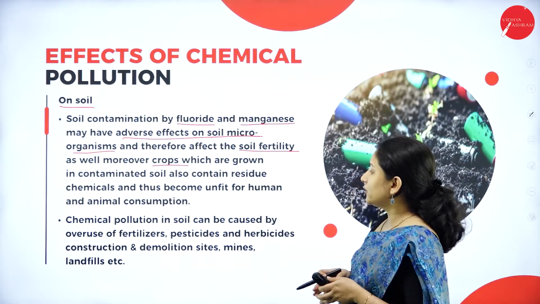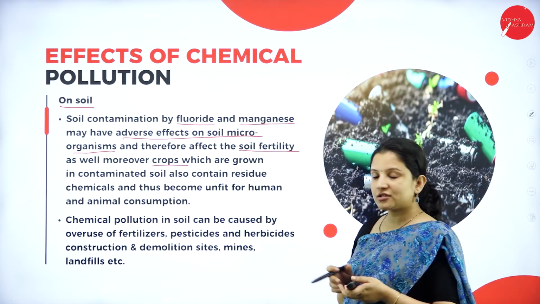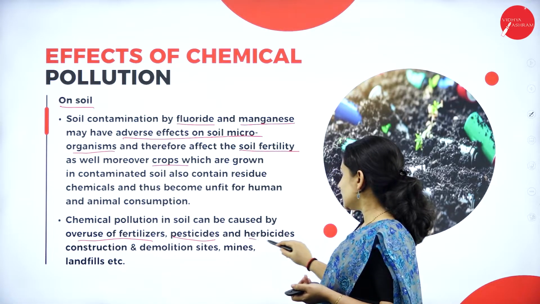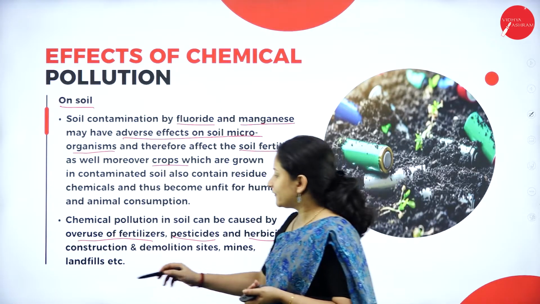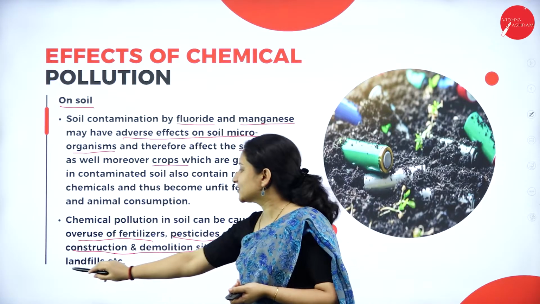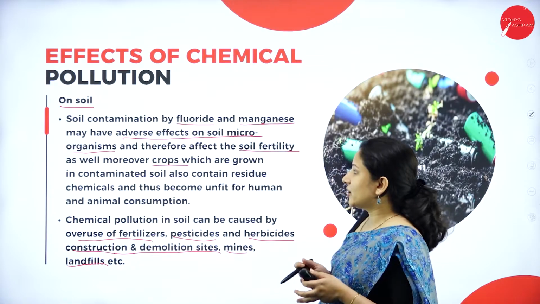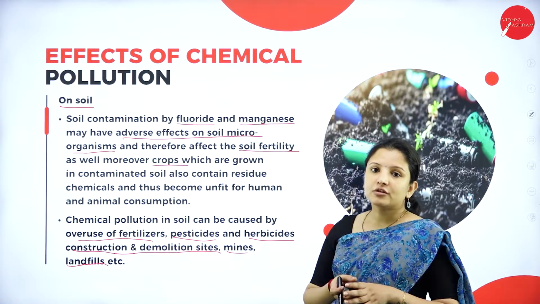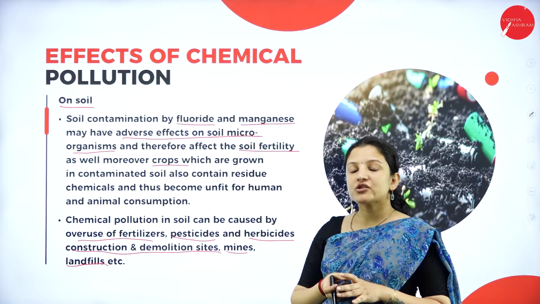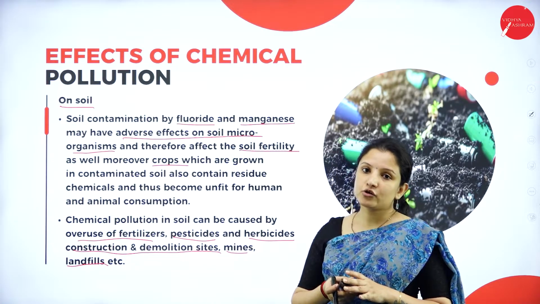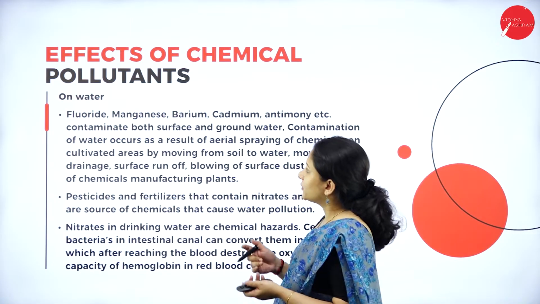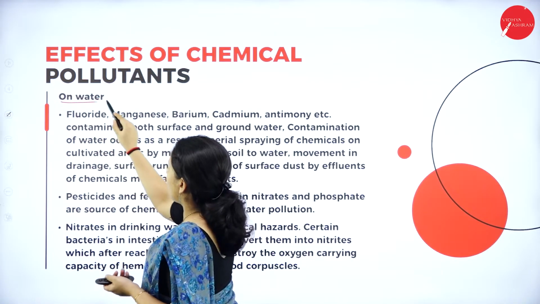Next, chemical pollution in soil can be caused by overuse of fertilizers, pesticides and herbicides, by construction and demolition sites, by mines, landfills, etc. Therefore, these can have quite a lot of effect on the soil, which in turn can affect human beings as well. So let's look at the effects of chemical pollutants on water.